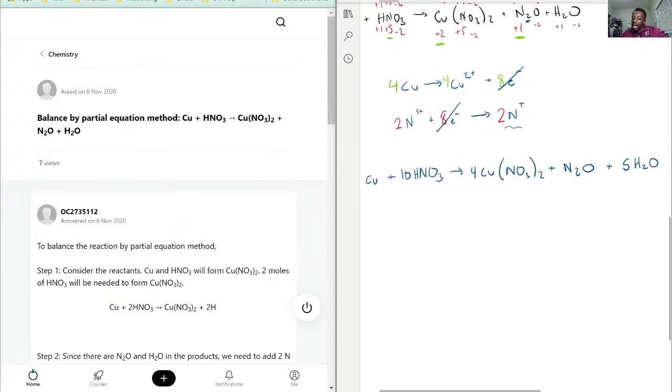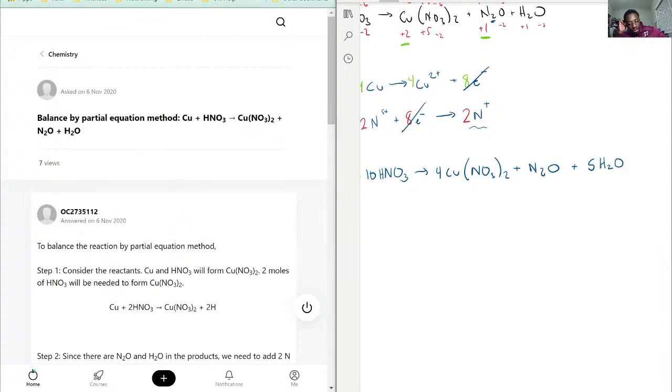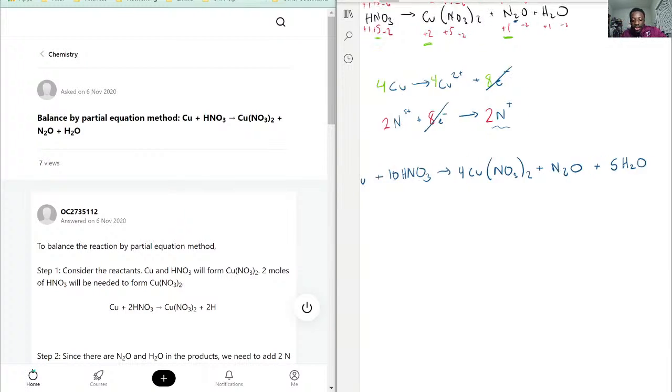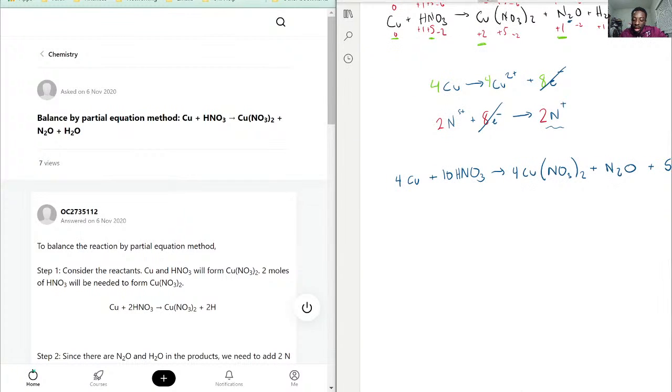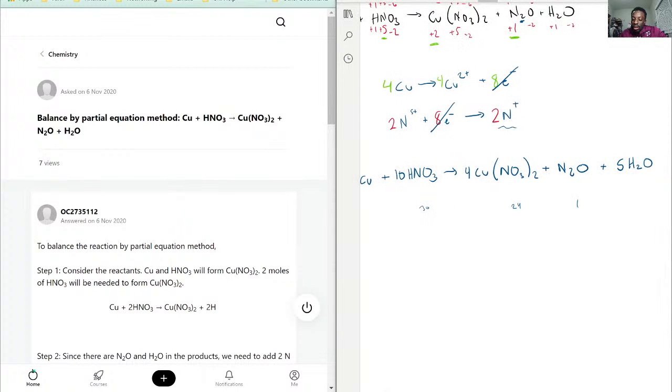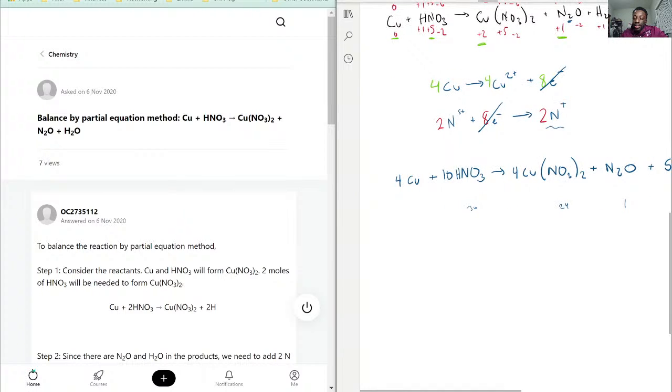Let's start by actually the simplest way, counting the oxygens to see if they match. So 10 HNO3 nitric acid is 30 oxygens total. And from this NO3 formula, we have 6 times 4, that'll be 24. Okay, and then there's 1 from the N2O, and then from the 5 H2O, 5. So 24 plus 1 plus 5, that is indeed 30.